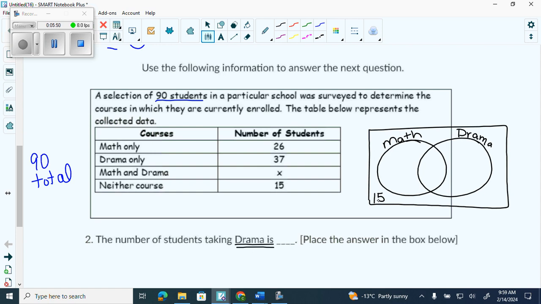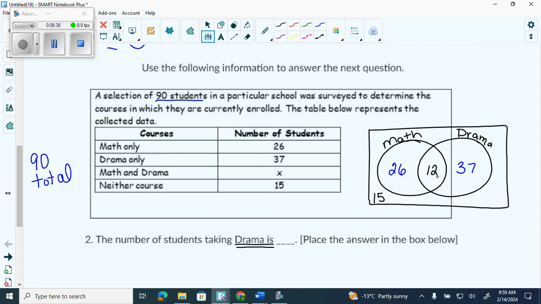Okay? So math only, 26. So that's going to go here. Drama only, 37. How can I find the overlap? From 90, yeah. The whole Venn diagram has to have 90 students in it. We have 4 regions that have to be filled in a 2-circle, 8 regions that have to be filled in on a 3-circle, right? So I need 4 regions. I have 3 filled in. As long as I have 3 filled in, I can use the total at any point in time to find the 4th region. So I go 37 plus 26, which is 63, 78.